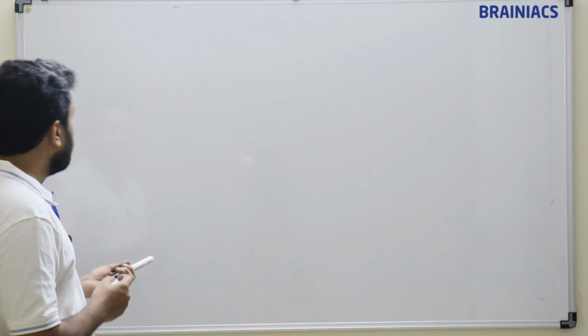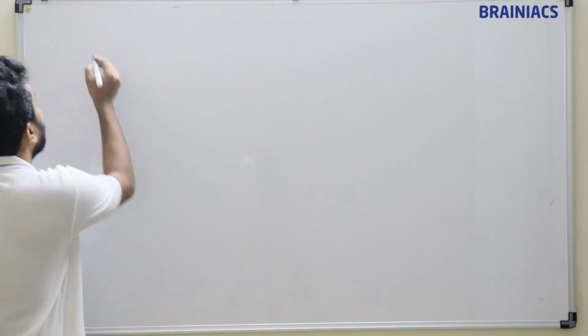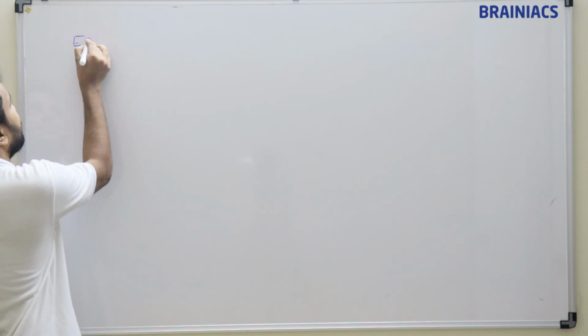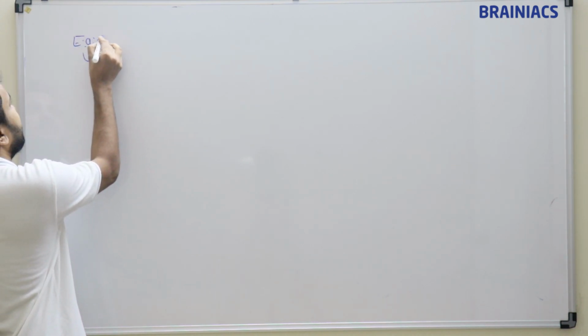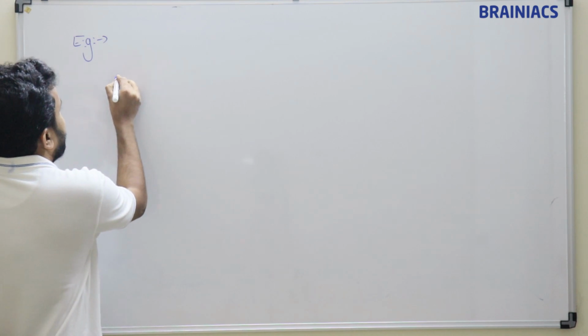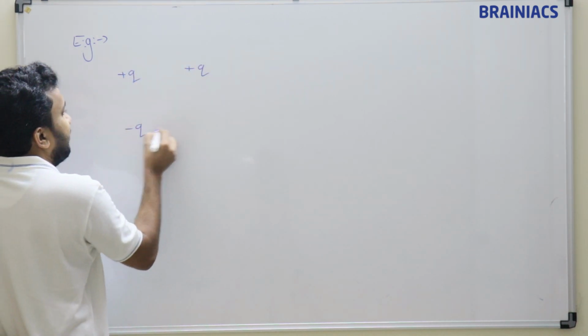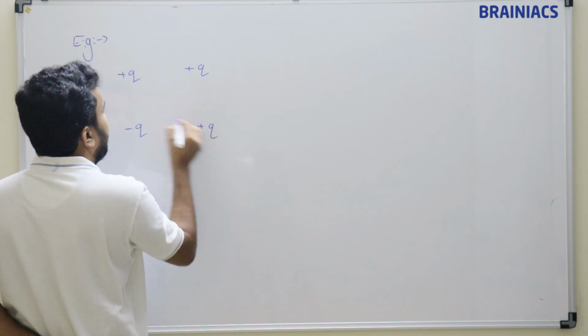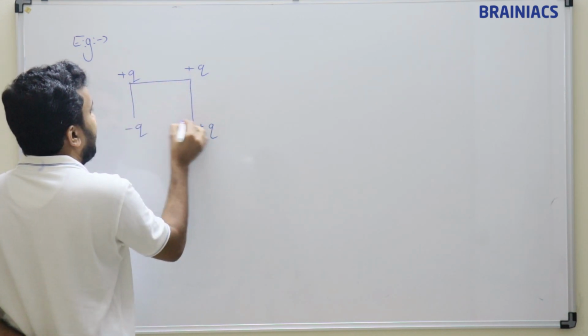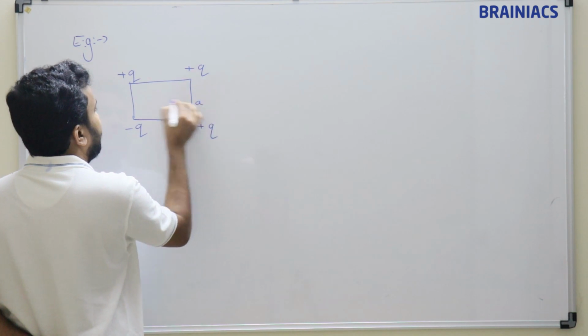Okay, so let's take an example to understand the superposition principle in a very clear way. Suppose I have a charge plus q, minus q, and plus q like this. These are placed on a square of side A.